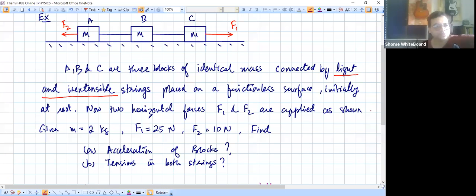All right. So now let's work out the values of acceleration and tensions. So Aditya, the acceleration that you've given is in meters per second square, right?